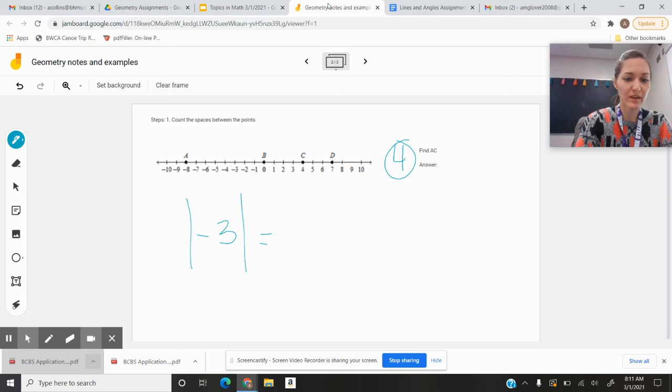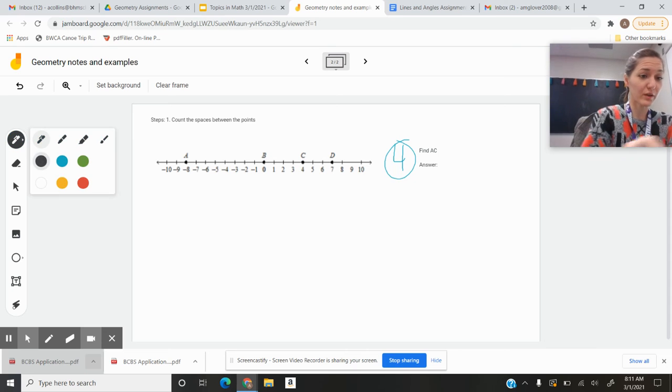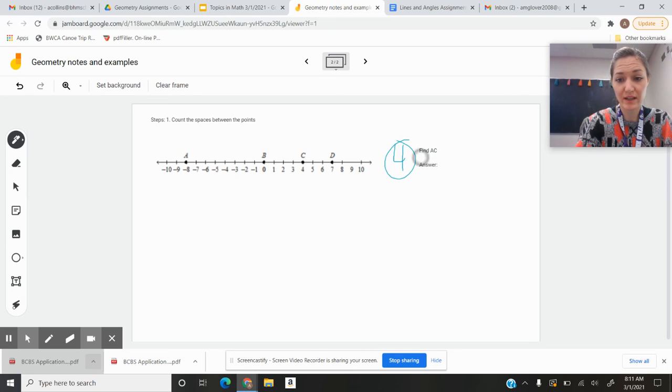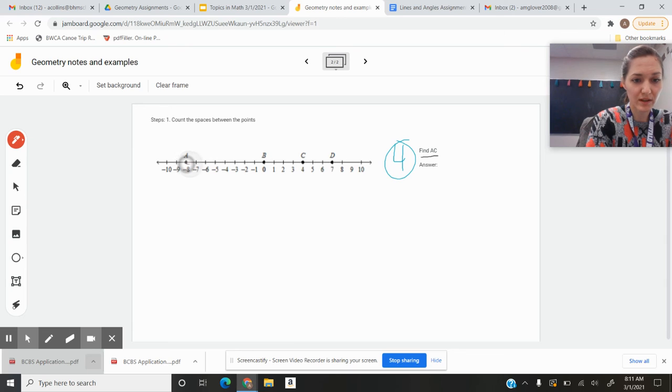So for example, the absolute value of -3 would just be 3. It's 3 spaces away from 0. So that's why we're doing this line thing, because it's a great way to make sure that you guys already have that absolute value understanding in your brains. All right, so question 4 says find AC. We're actually going to highlight it, why not, in red. Okay, so what they mean is find the total number of spaces from point A to point C.